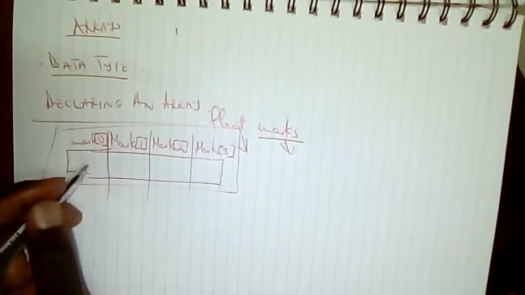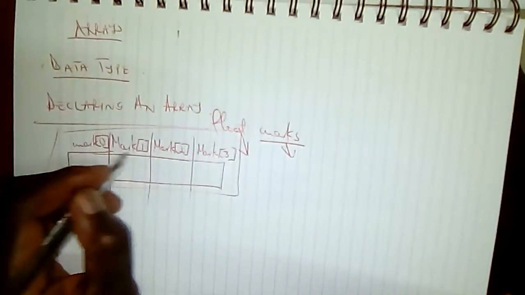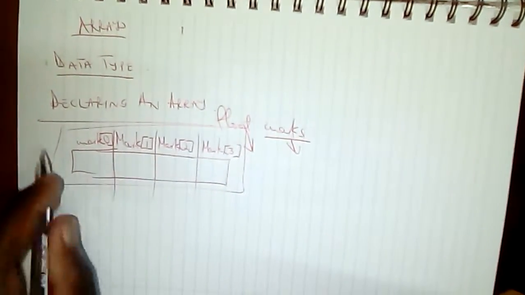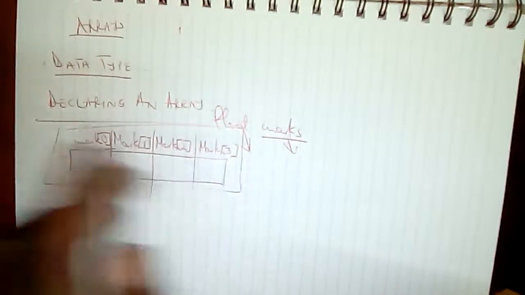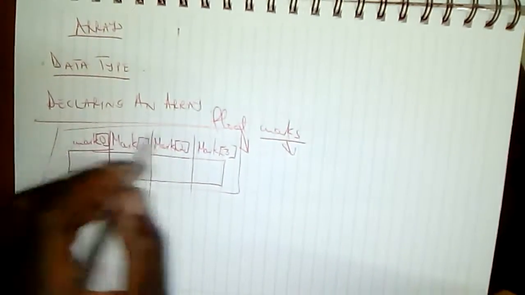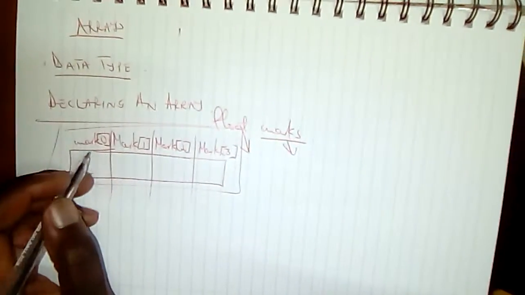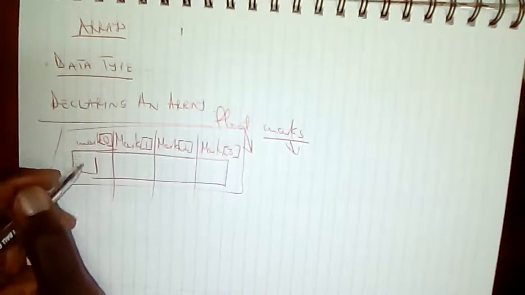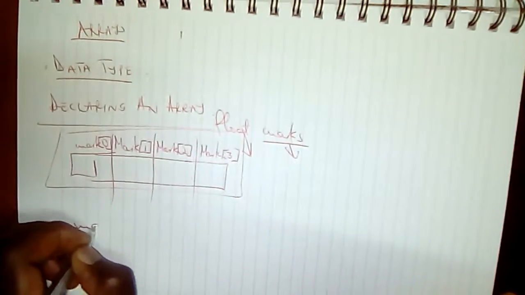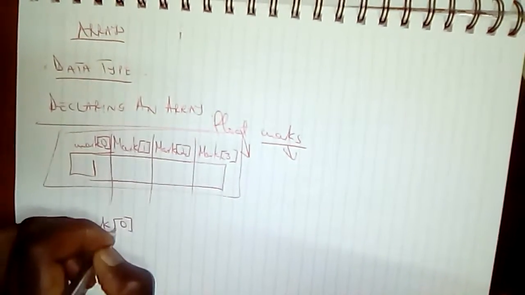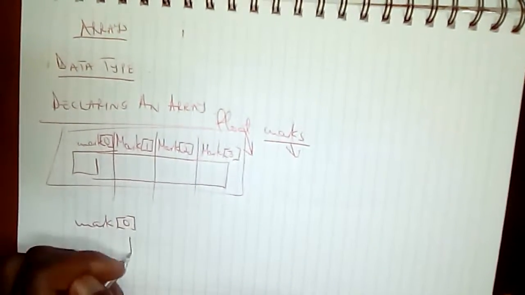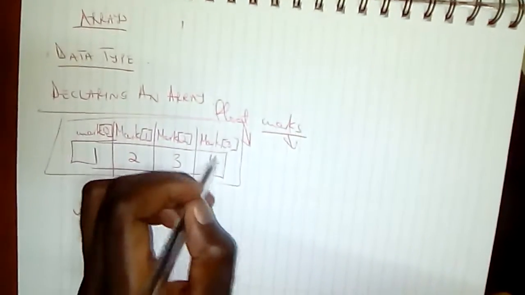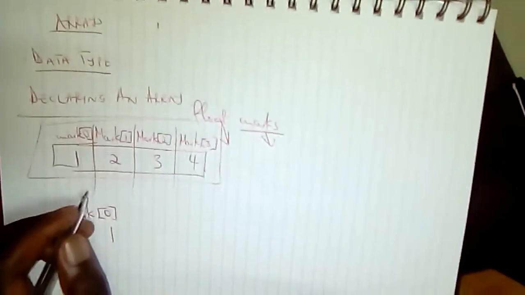Moving on, here we have mark 0, mark 1, mark 2, mark 3. These are the array locations. The array marks is the main name for these arrays. So if you store 1 here, it is not located at 1, but at mark 0. You see, in mark 0 we find 1, in mark 1 we find 2, in mark 2 we find 3, in mark 3 we find 4. That is how it is.